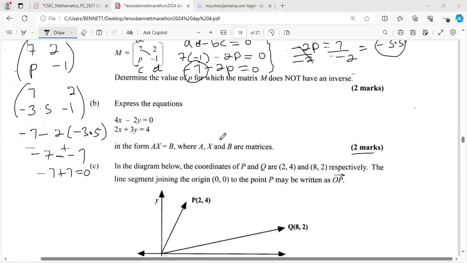All right, so when they said this, guys, all I want you to do is write this in the matrix form. So we literally just take the coefficients. So we have 4, minus 2. Take the coefficients of x and y, right? 2 and positive 3. And then you have the x, y.